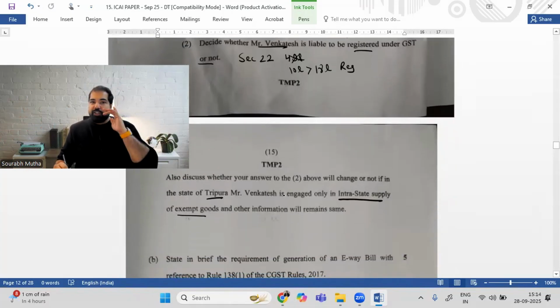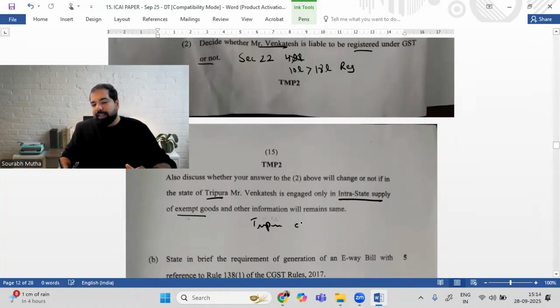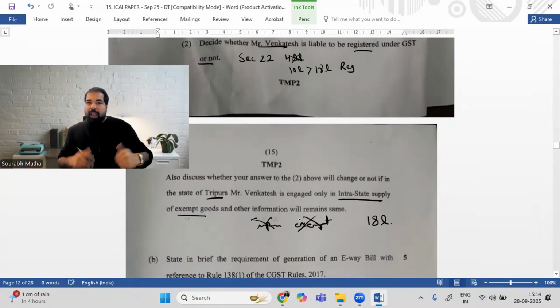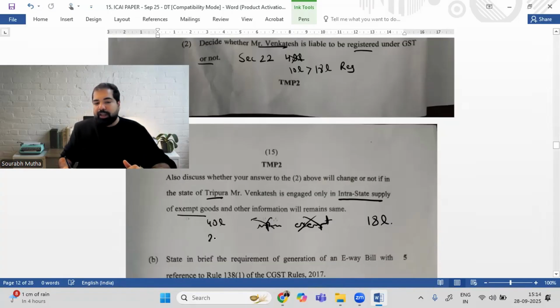So will your answer change? Yes. I repeat again. Why will it change? Because now Tripura is only supplying exempt supply. So will you include it in the aggregate turnover? Yes. Aggregate turnover is still 18 lakh, but you will not consider the threshold for Tripura because Tripura is making exempt supply only. So you'll consider the other threshold, which is 40 lakh or 20 lakh. So can 40 lakh apply? Yes, it can also apply.